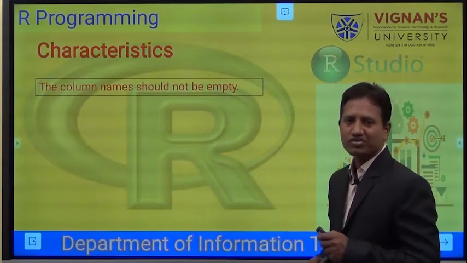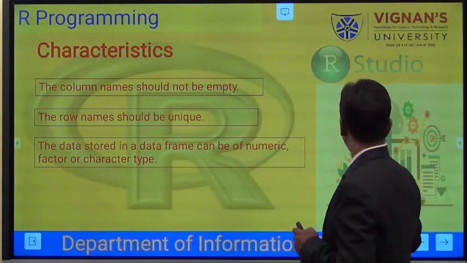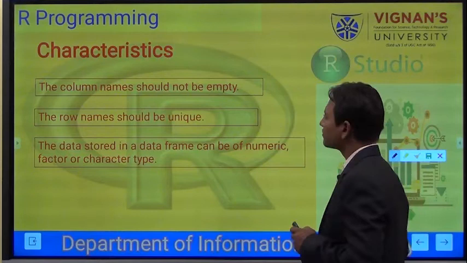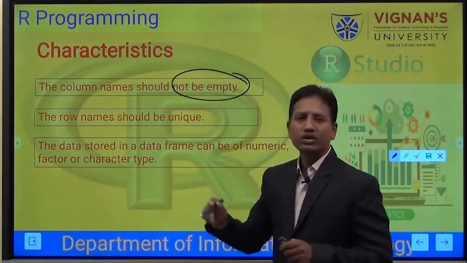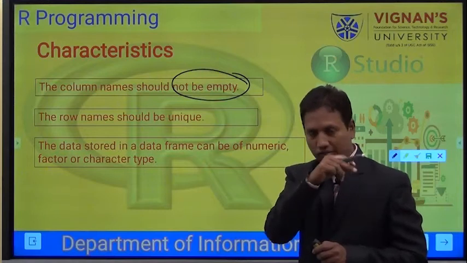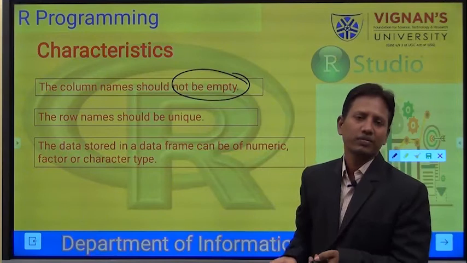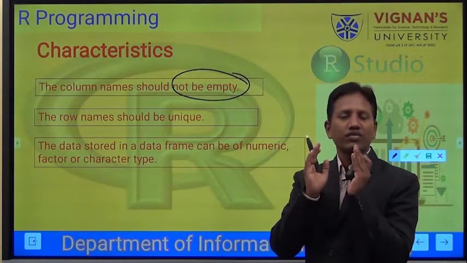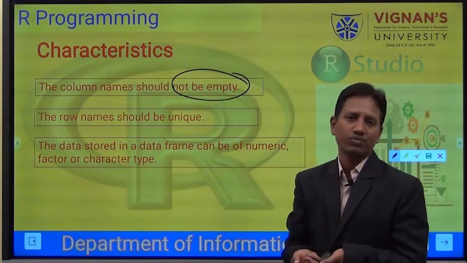And now the characteristics of this data frame. The important characteristic is that column names should not be empty. You can't leave the column names empty, because column names are the features, and if we don't have a proper feature, there is no meaning to that value.